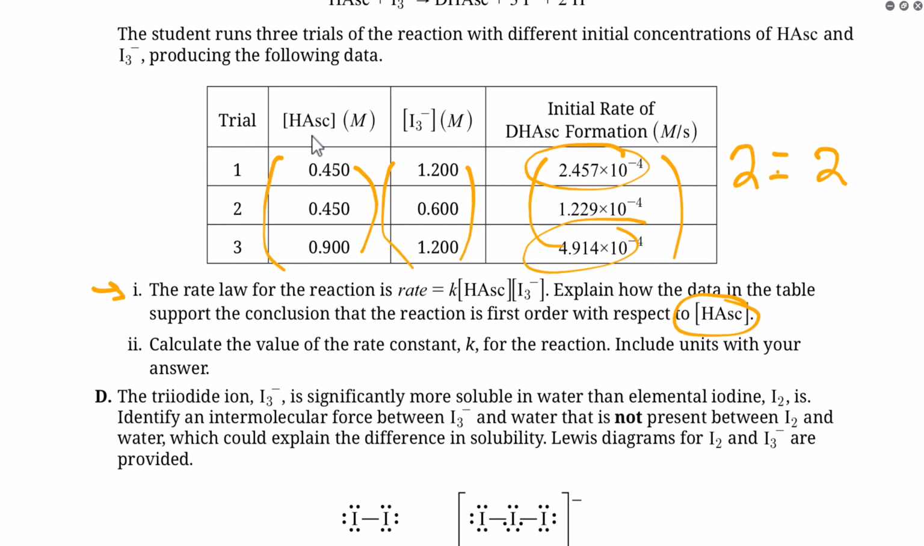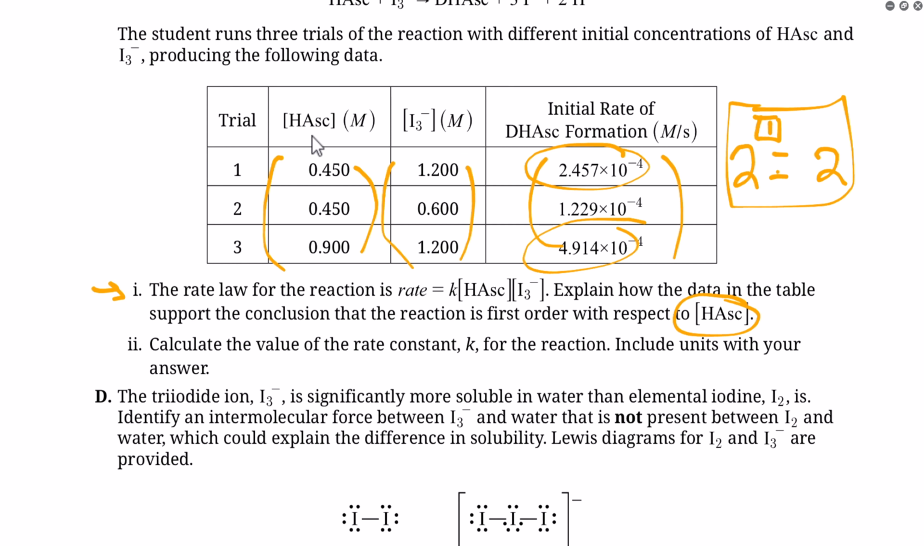And remember that reaction order is exponential based. So we always ask ourselves this question: 2 to what power is 2? And the answer is 1. So using that as your justification, that is indicative of a first order reaction.